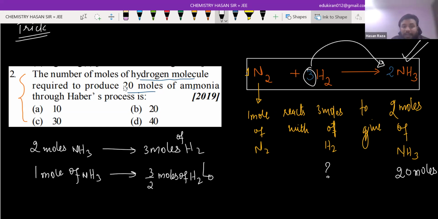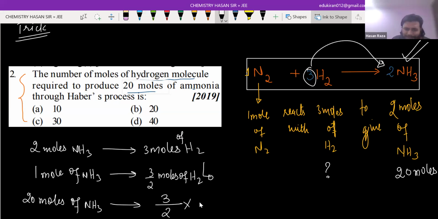And as you can see, 20 moles of ammonia is given. So you just need to write: 20 moles of ammonia will need how many moles of H2? 30 moles. It's so simple, isn't it? So how many moles? 30.